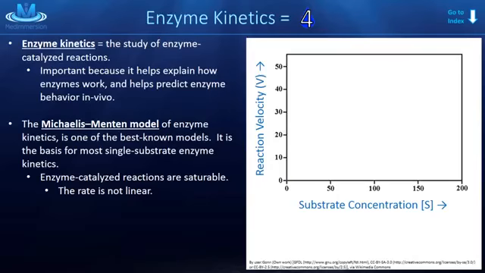So the first point to understand is that enzyme-catalyzed reactions are saturable. What that means is that the enzymes can only do so much work. There can be such a large increase in substrate concentration that the enzymes can't keep up. That means that we do not get a linear response to the reaction velocity from an increase in substrate concentration. So let me demonstrate what's not happening.